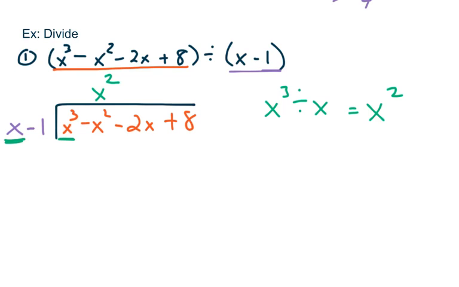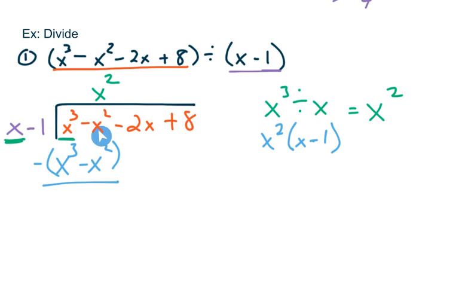Okay, so now we're going to change colors here again. We're going to take x squared times x minus 1, and we'll put it below. So x squared times x is x cubed. X squared times negative 1 is negative x squared. And now we're going to subtract straight down. X cubed minus x cubed is 0. Negative x squared minus negative x squared is also 0. So we're going to have 0 left down here.